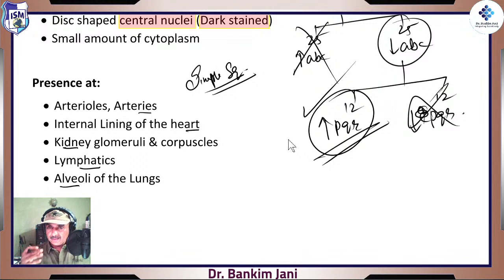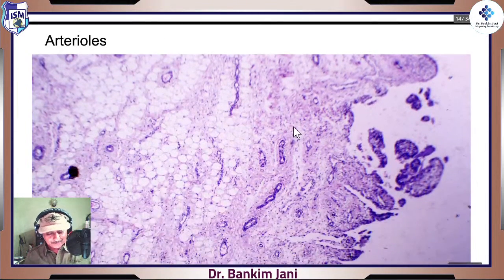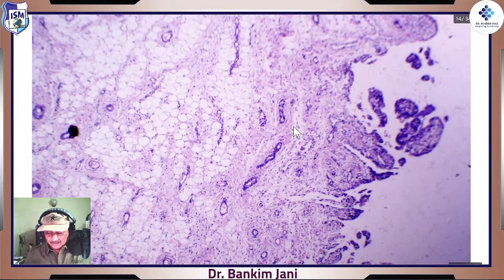When you see it under different resolution, initially you see it at a low resolution, so it will give you a wider picture. Then you go into the depth, same tissue, going deeper, deeper, deeper, and then we come to see how beautiful the entire world is. So let's start. The first thing, this is an arteriole.